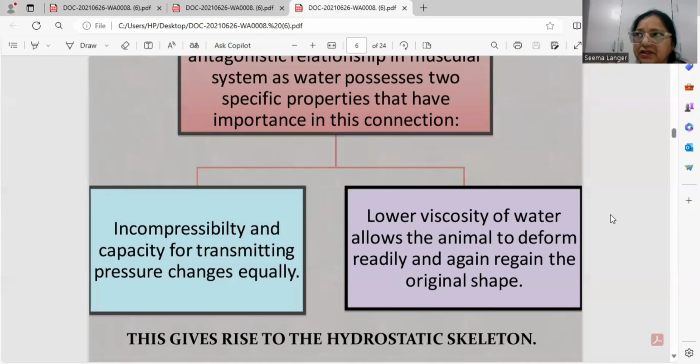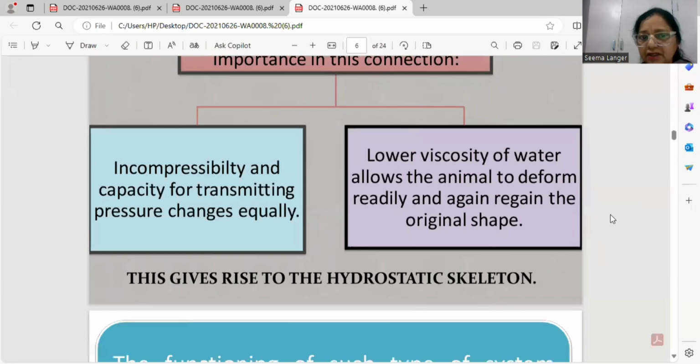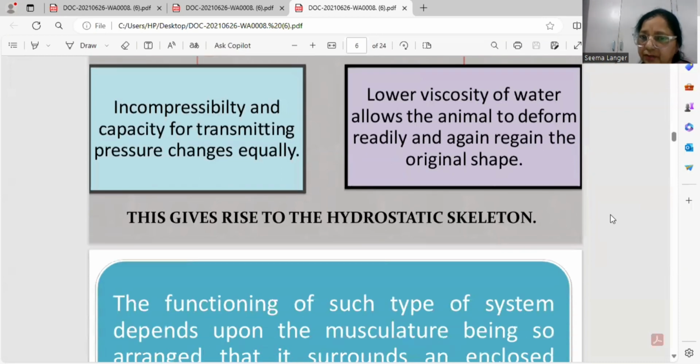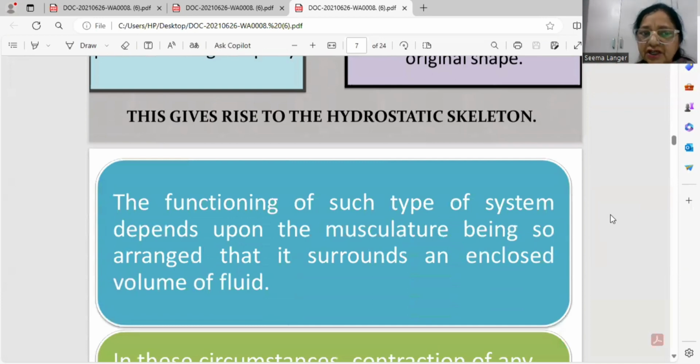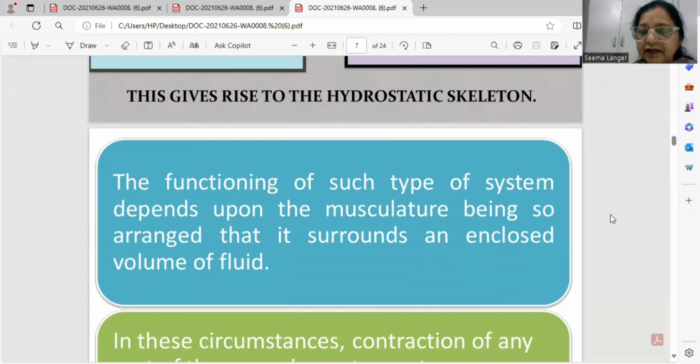If you imagine the body of an earthworm, the same thing happens there. So what are the basic structure or principles of a hydrostatic skeleton? The functioning of such a system depends upon musculature being so arranged that it surrounds an enclosed volume of fluid. Just imagine the body of an earthworm. It is a tube-like structure where fluid is enclosed inside and musculature is present outside.